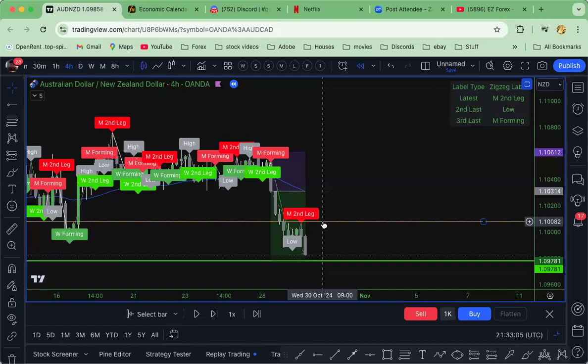Do you get it? Does that answer your question with the risk to reward and even the insight into what I do? I use the previous liquidity to see, and I go for a 1 to 2 minimum. That makes sense.